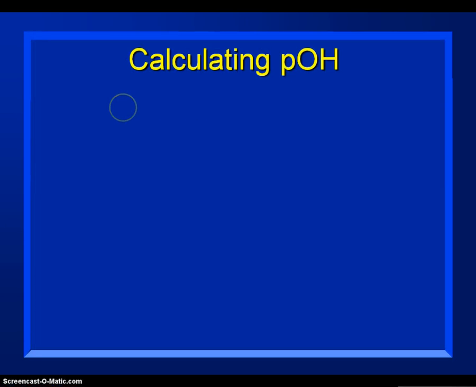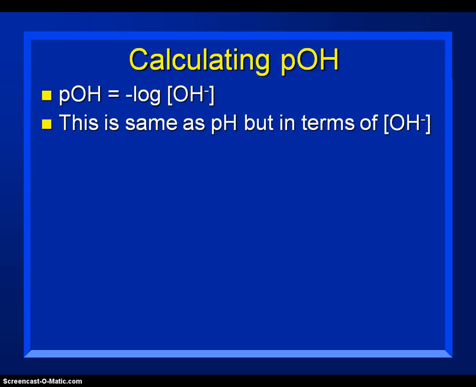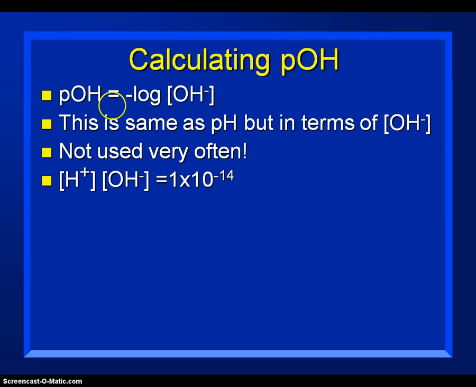Now, there's another more rare scale called the pOH scale that's not really used very often, but we're going to discuss it here, and it's looking at the hydroxide ion concentration. So it's similar to pH, but it is using hydroxide ions instead. So if we take the concentration of a hydrogen ion multiplied by the hydroxide ion concentration, we would get 1 times 10 to the negative 14th always. So let's say you're given a hydrogen ion concentration or hydroxide ion concentration, then you could just divide 1 times 10 to the negative 14th by one of these to get the other.